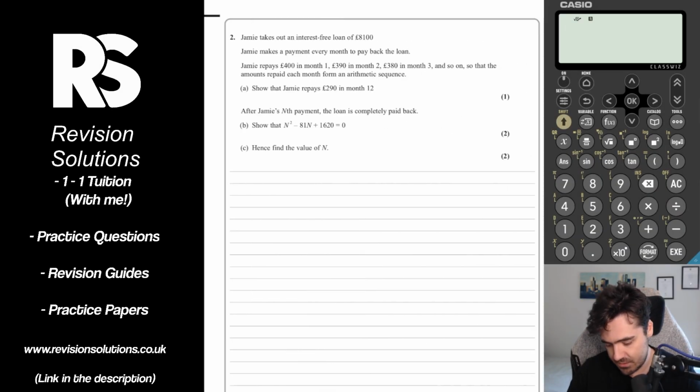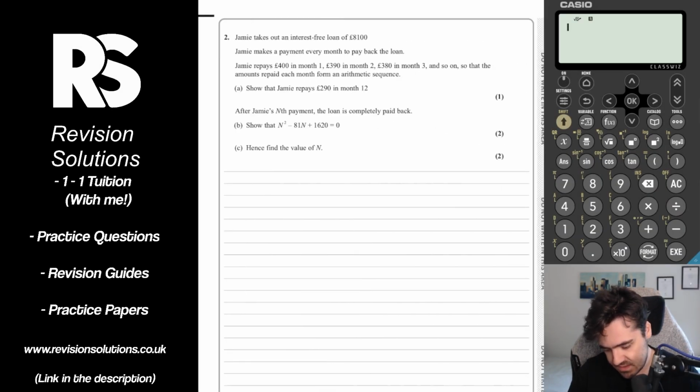Moving on to question 2. It says Jamie takes out an interest-free loan of £8,100. Jamie makes a payment every month to pay back the loan. Jamie repays £400 in month 1, 390 in month 2, and 380 in month 3, and so on. So the amounts repaid each month form an arithmetic series. Show that Jamie repays £290 in month 12.